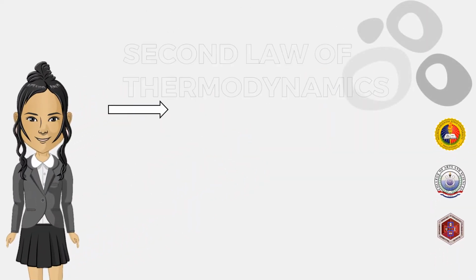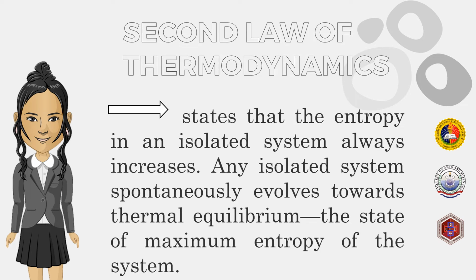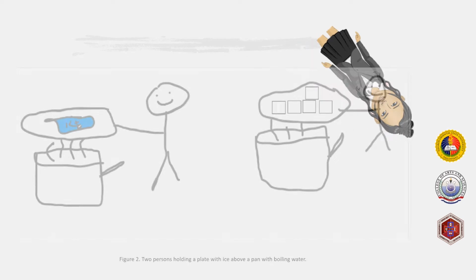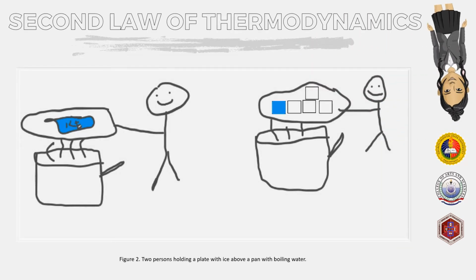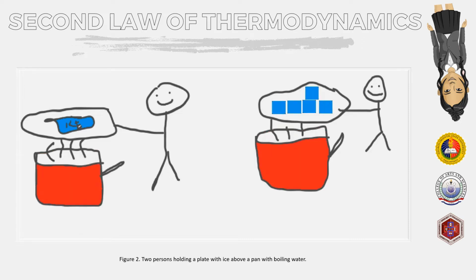Then, we have the second law of thermodynamics, which states that the entropy of an isolated system always increases. Any isolated system spontaneously evolves towards thermal equilibrium, the state of maximum entropy of the system. So, for an example, above boiling water, we hold a plate with a block of ice on it. Naturally, the ice will melt.